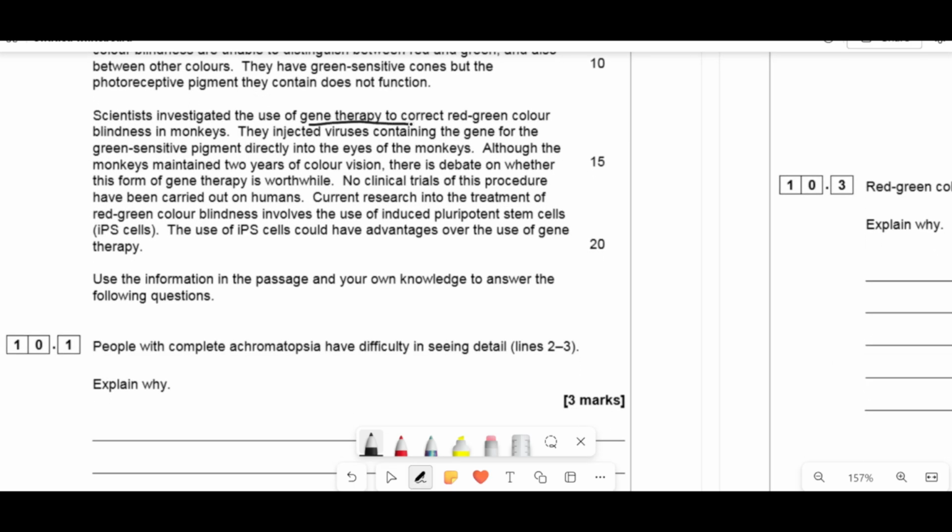Scientists investigated the use of gene therapy to correct red-green colorblindness in monkeys. They injected viruses containing the gene in the red-green pigment directly into the eyes of the monkeys. Although the monkeys maintain their 2 years of color vision, there is debate on whether the form of gene therapy is worthwhile. So no clinical trials of this procedure have been carried on humans. Current research into the treatment of red-green colorblindness involves the use of induced pluripotent stem cells. The use of iPS cells could have advantages over the use of gene therapy.